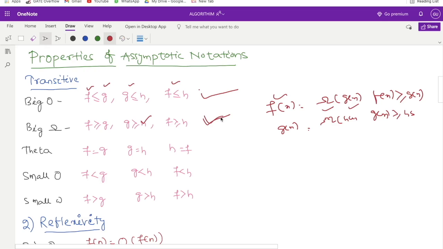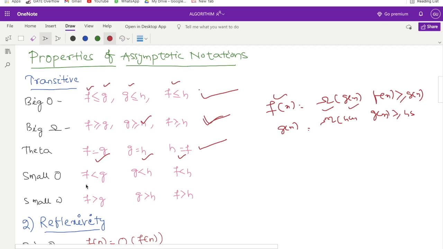follows the transitive property. For theta, showing if two functions are asymptotically equal, then we are using the theta notation, right? So here f equals g equals h, then obviously g equals f equals h will also be true. So theta also follows the transitive property.